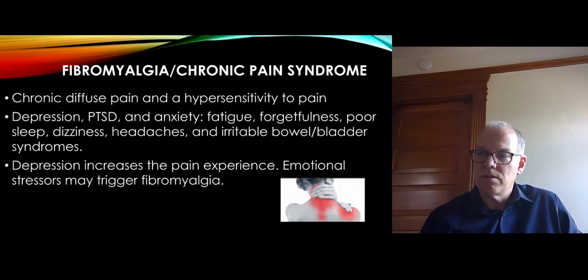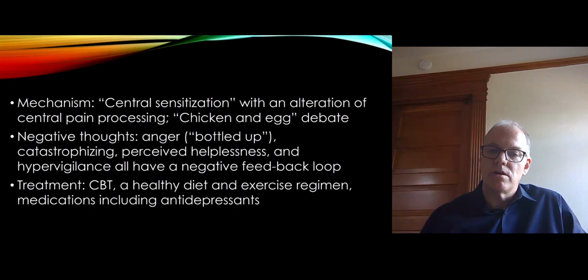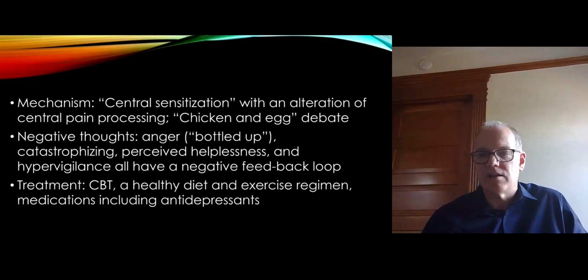Patients that have depression are statistically much more likely to have pain. And we know that emotional stressors have a role in triggering the fibromyalgia syndrome. So mechanism is not well understood. There clearly is what is called a central sensitization, where there's a change, a distortion of how the brain processes pain. What isn't known is sort of this chicken and egg debate. Did the depression occur first and that got this going, or did the pain start and then the depression was secondary?